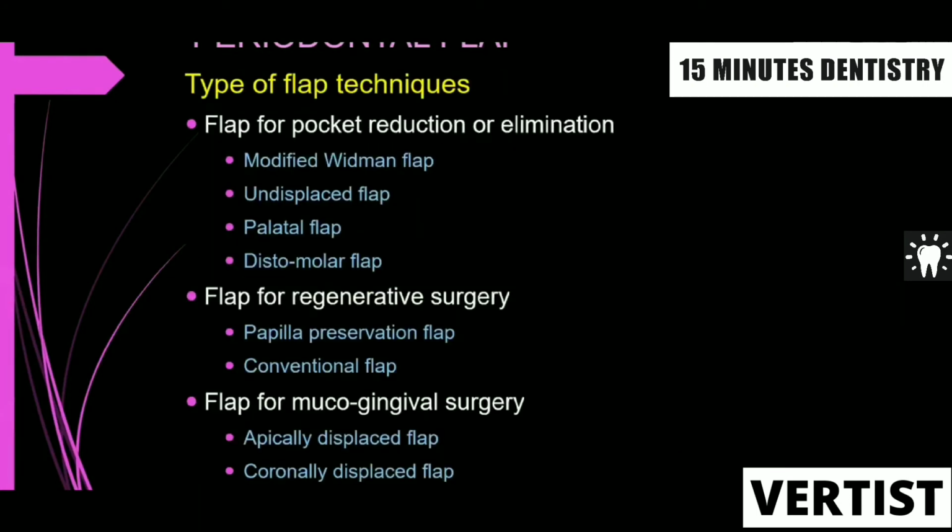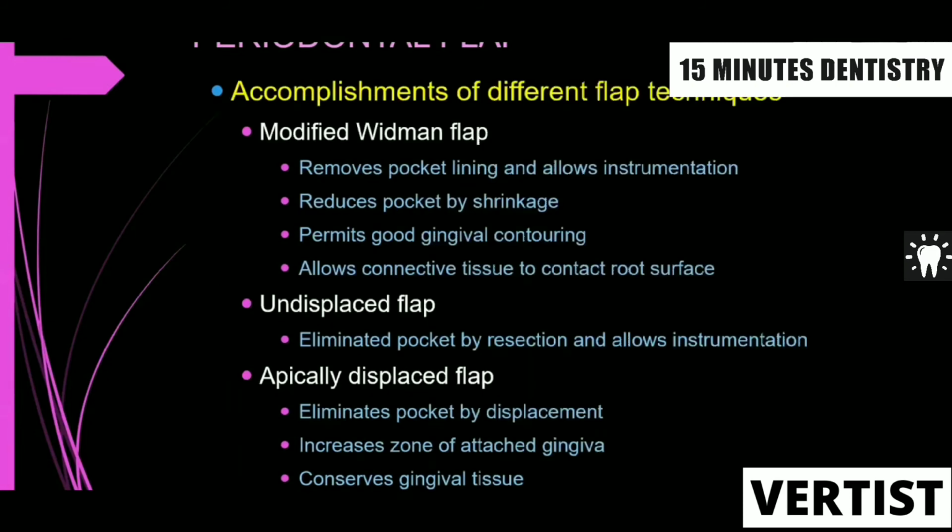The flap for pocket reduction or elimination: we have modified Widman flap, undisplaced flap, palatal flap or distomolar flap. For regenerative surgery, papilla preservation flap and conventional flap. And flaps for the mucogingival surgery are classified as apically displaced, coronally displaced and laterally displaced.